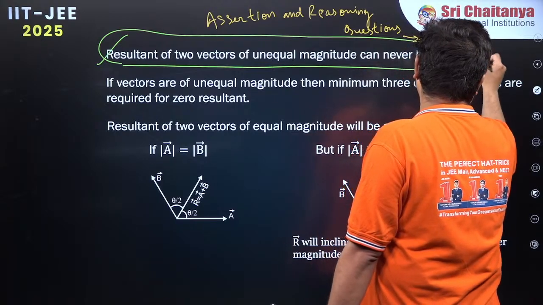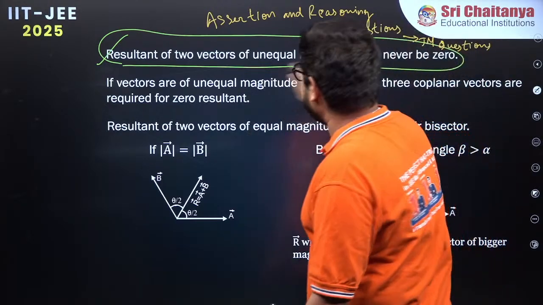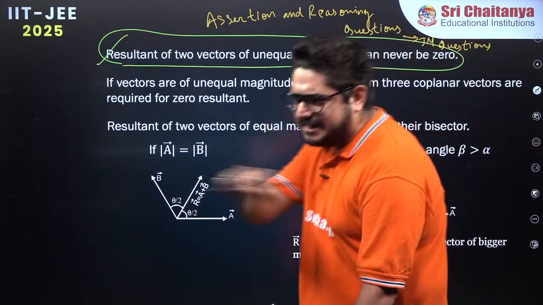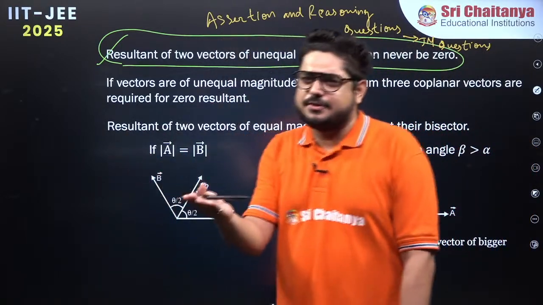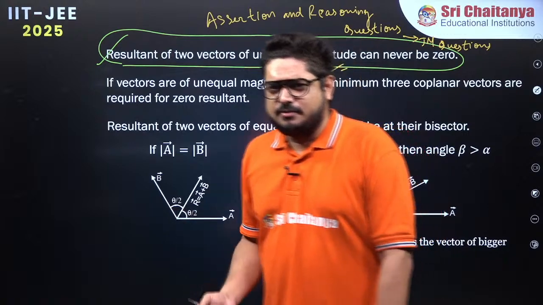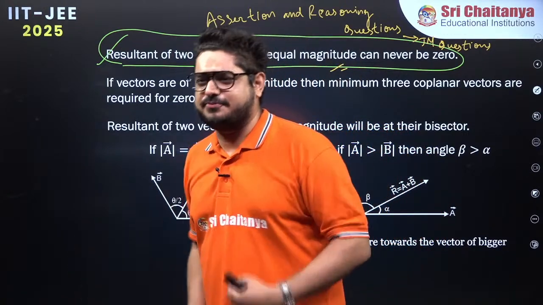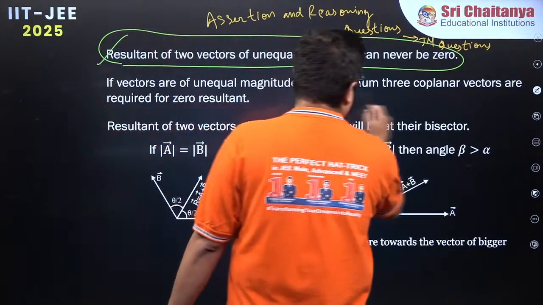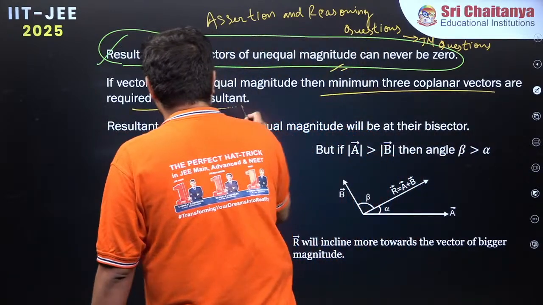So now assertion reasoning, these are JEE Main based questions, JM questions I will say, and you can see that the resultant of two vectors of unequal magnitude can never be zero. So you can write it down in the notebook which you are using right now while watching my lecture. Okay, and if two vectors are of unequal magnitude, then minimum 3 coplanar vectors are required for zero resultant.